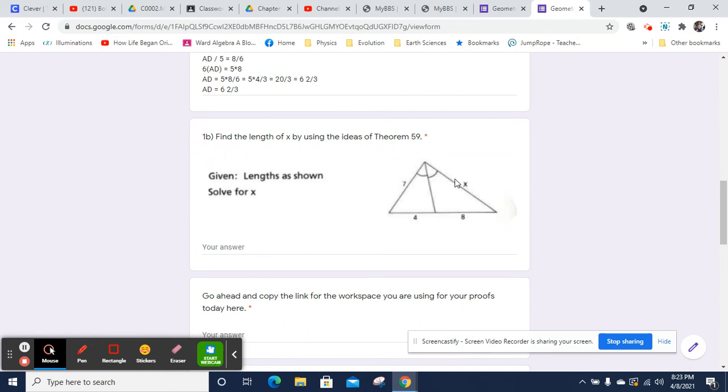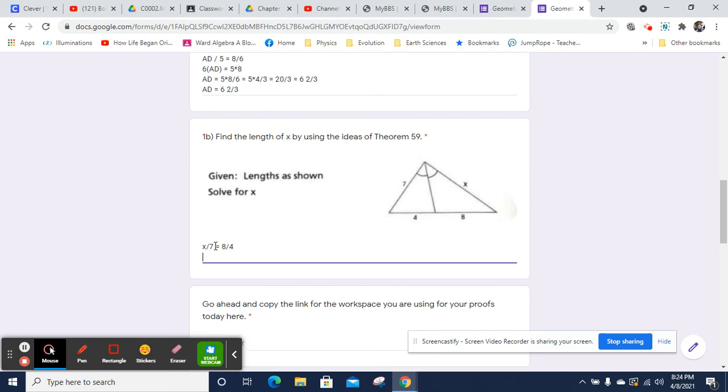Okay, now we're going to work out what x is. Now, once again, we know from the diagram that this angle and this angle are congruent. So we know that's what these little symbols mean. They're not just any angle. Since it's one curved line, that means that they are congruent. So we can say x is to 7 as 8 is to 4, or x is to 8 as 7 is to 4. Either one will work. I'll go with x is to 7 as 8 is to 4.